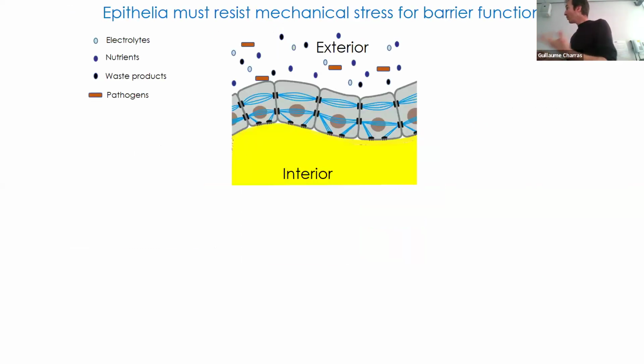And the main physiological role of these epithelia is essentially to create a barrier between the inside and the outside. And so they'll try and restrict the passage of solutes, waste products, pathogens, etc., from the exterior of the organism into the interior of the organism.